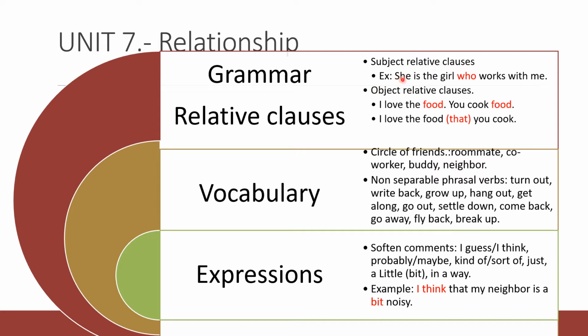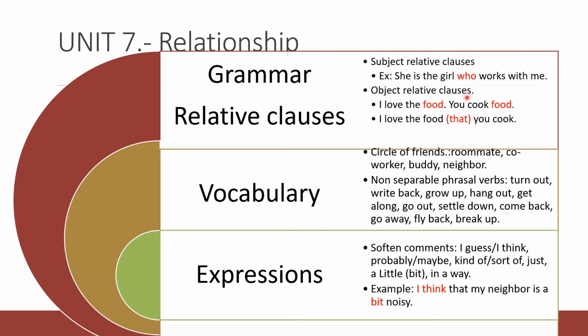And here we have examples. Subject relative clauses. She is the girl who works with me. So notice here that who is the relative pronoun. After who we have a verb that is in singular because the subject is also in singular. And who refers to the previous noun, in this case girl, so that's why we use who. If we had a thing instead of a person, we had to use which or that.